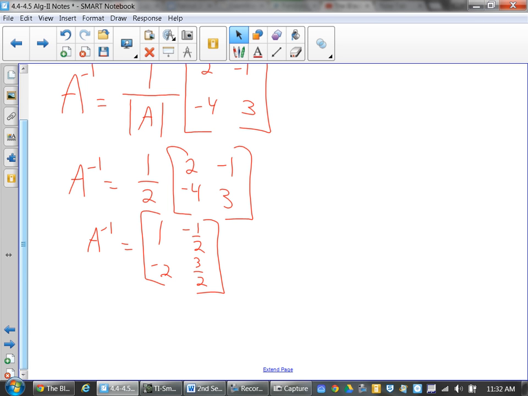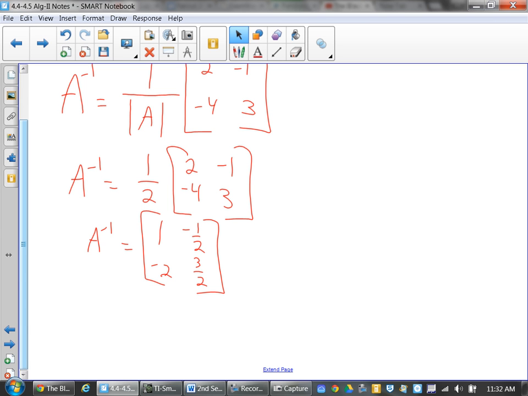Okay? So our inverse becomes 1, -1/2, -2, positive 3/2. I'm not dividing by half, I'm multiplying, because that's the rule. I'm multiplying 1 over the determinant times the exchange-o, change-o. So that's your answer.